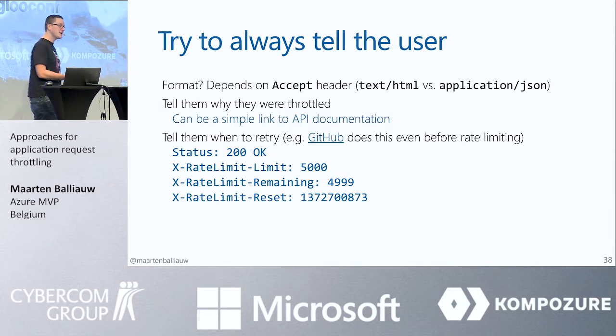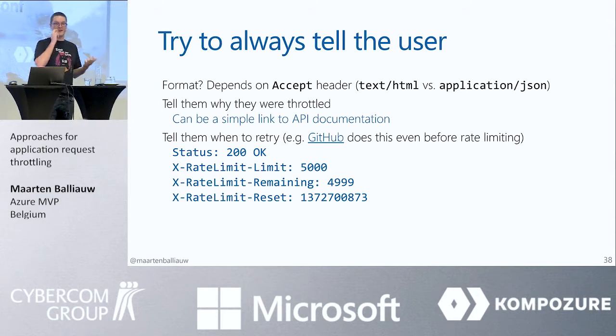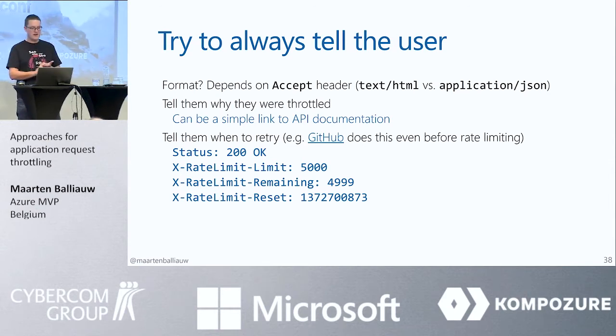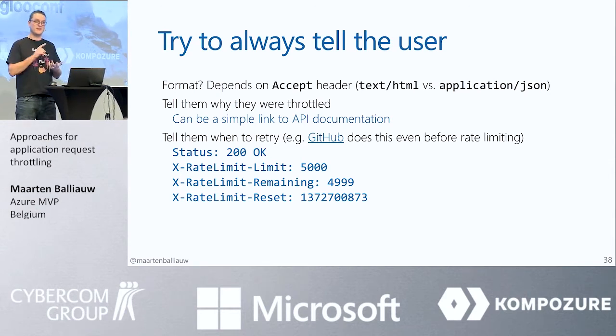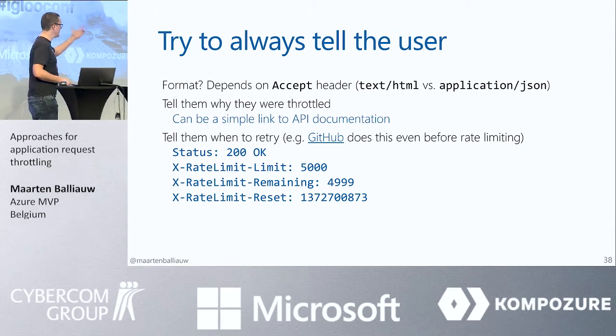If you're building just an API, you probably want to do something like GitHub does. They have a nice way of telling you what your current limit is and how many requests you still have left and when the limit will be reset. So this is a really nice way of doing things.